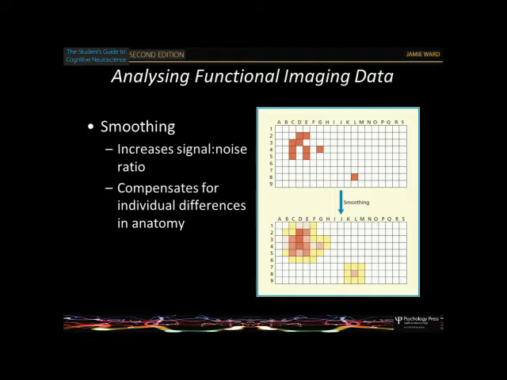The other advantage of doing this is that it compensates for individual differences in anatomy. So imagine that the part of the brain involved in seeing faces is activated here in me, but in you it's activated there. It's the same region, but it's just that your brain's a little bit bigger, or that part of your brain's a bit skewed. If you blur them out, you end up with some kind of overlap that is meaningful. Whereas if you look at it under the microscope, you don't.